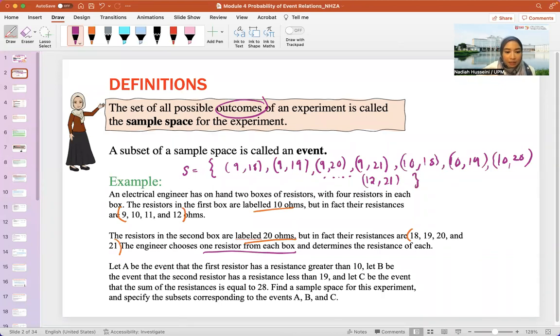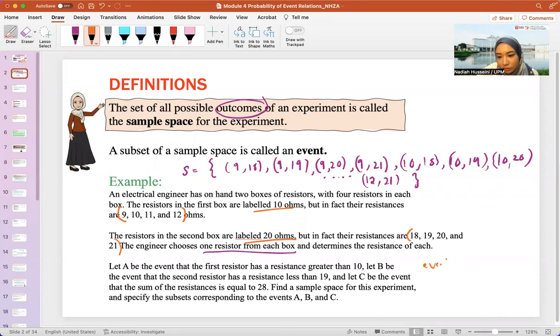Let A be the event that the first resistor has a resistance greater than 10. Let B be the event that the second resistor has a resistance less than 19. If you have questions, you can ask me directly, or type it in the chat box if you're too shy. And let C be the event that the sum of the resistances is equal to 28. So this is a lot, so let's do that.